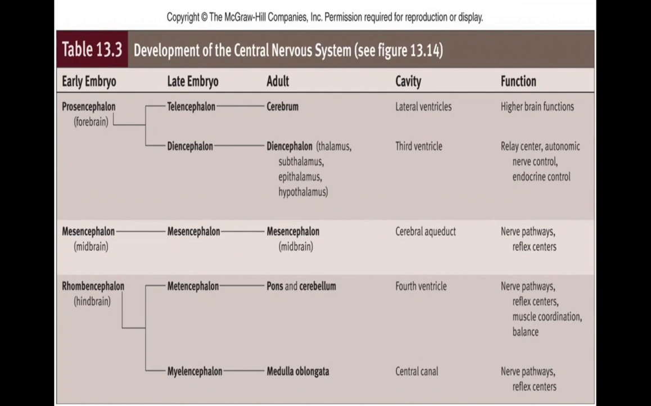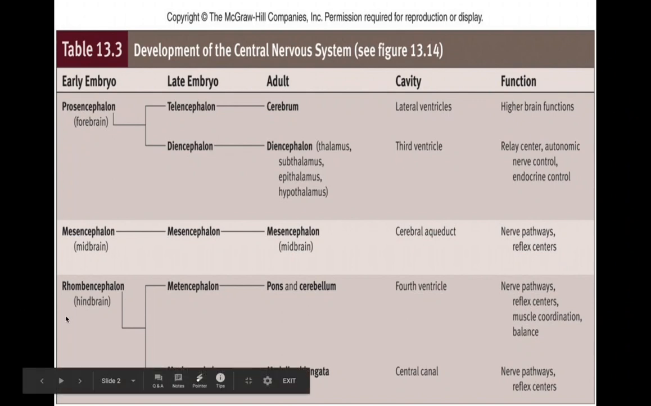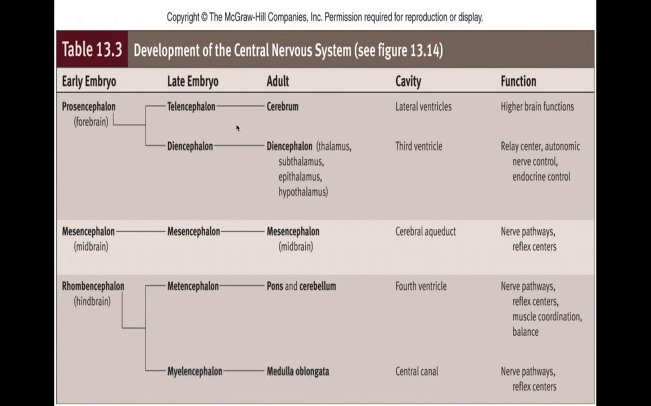So if we look at the development of the central nervous system, we can see that there are three regions. The forebrain comes from the prosencephalon, the midbrain from the mesencephalon, and the hindbrain from the rhombencephalon. And so the prosencephalon will end up forming your cerebrum and your diencephalon. That's going to include the thalamus, subthalamus, epithalamus, and hypothalamus. The mesencephalon is your midbrain. Rhombencephalon is going to make your pons, the cerebellum, and the medulla oblongata.